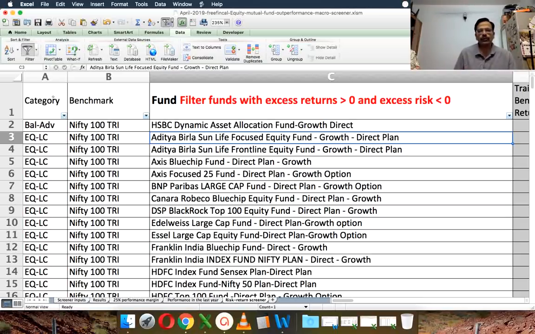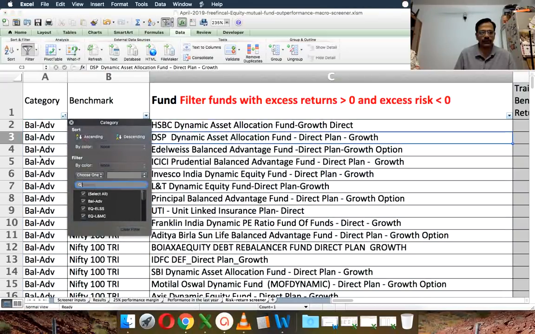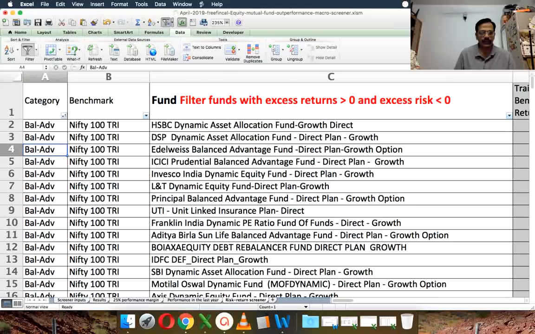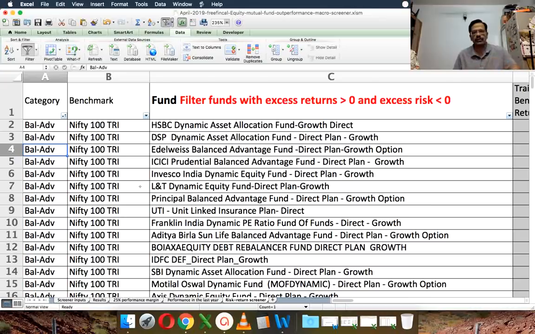So let me go through the columns. First is the category the fund belongs to. You can sort them using categories, so balanced advantage funds, and then you have ELSS funds and so on. Then we have the benchmarks used for comparison, and then the fund name. This red sentence is just telling you how to screen: filter funds with excess return greater than 0 and excess risk less than 0. I'll explain what it means.